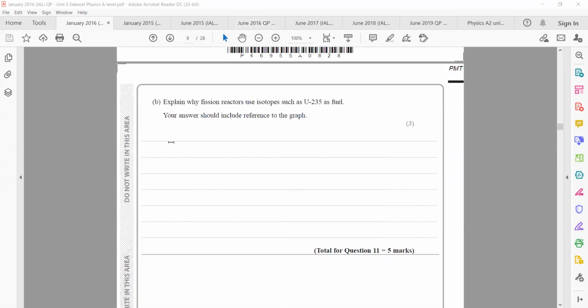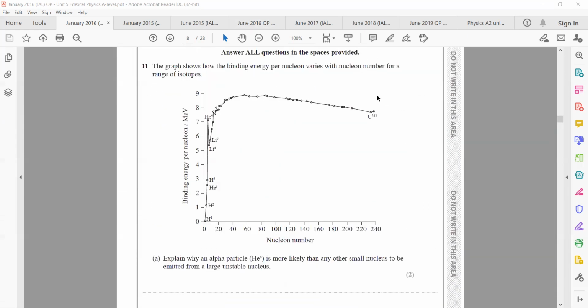Then in the next part, explain why fission reactors use the isotope uranium-235 as a fuel, and you should include a reference to the graph. So with reference to this graph, why do we use uranium, why not any other?